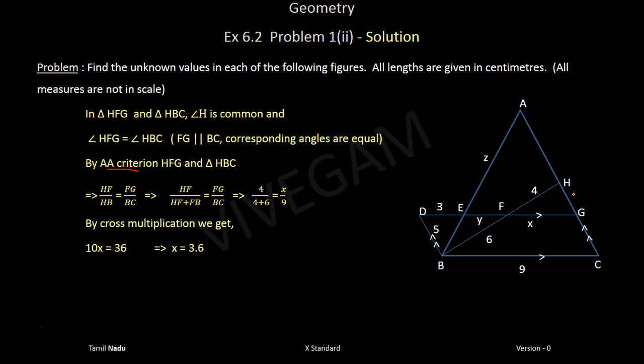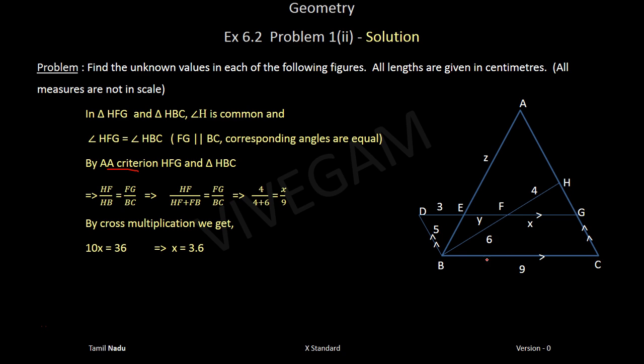Next, if they are similar, what happens? The ratio of the corresponding sides are equal. So HF divided by HB will be equal to FG divided by BC. So that is 4 divided by, and what is HB? HB is HF plus FB, right? So we are breaking that as HF plus FB. So HF is 4 and HF plus FB is 4 plus 6, and FG is X and BC is 9.